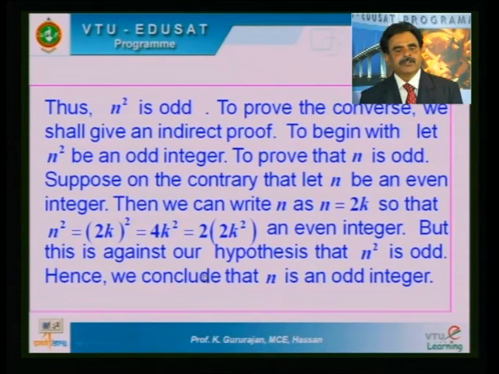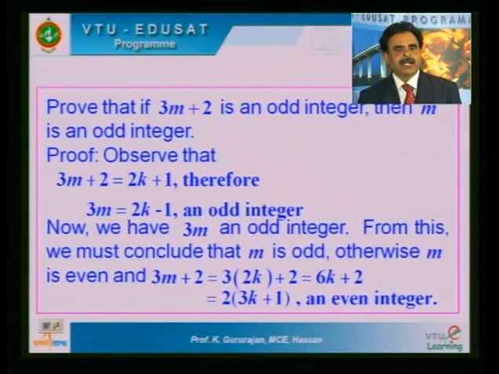So this is the contradiction we arrived at. So in this way, we have proved that if n square is odd, then n must be an odd integer. Now similarly, the next problem: if 3m plus 2 is an odd integer, I must prove that what? M is an odd integer, right?